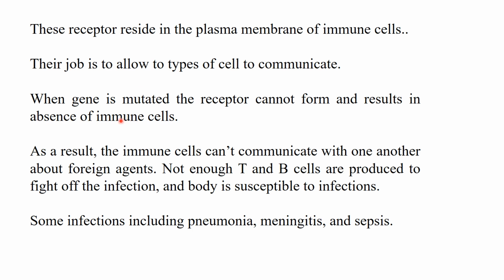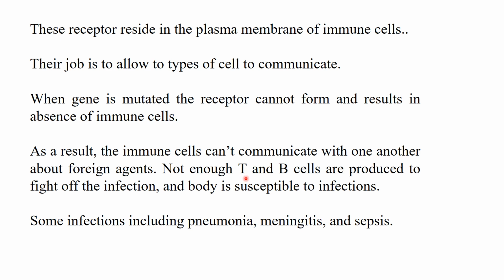जब receptors mutate होगा तो immune cells फॉर्म नहीं होंगे. As a result, the immune cells can't communicate with one another. जब immune cells ही नहीं होंगे तो communication नहीं होगी. That cannot fight against the foreign agents. Not enough T and B cells are produced to fight off the infections. T और B cells produce नहीं होंगे, infections के against fighting नहीं होगी, and body is susceptible to infections.